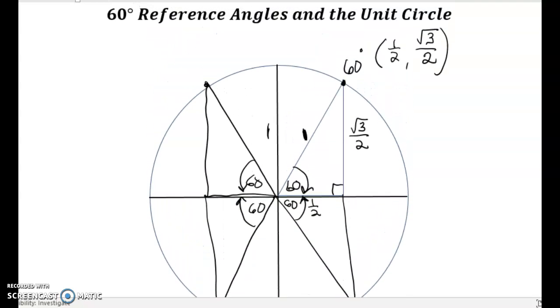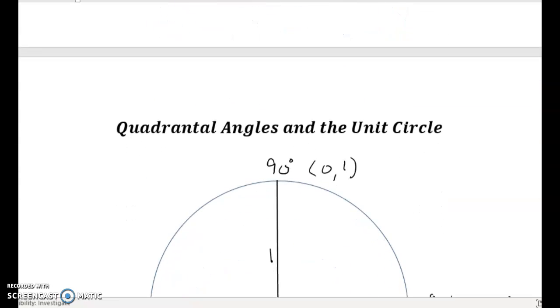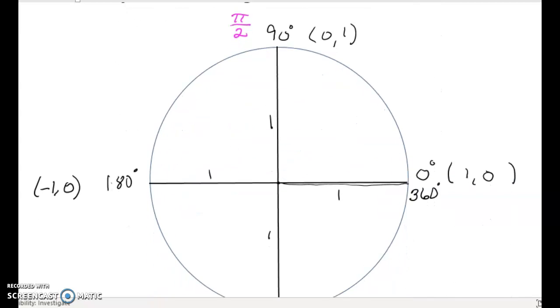One additional thing. After you finish writing down the coordinates, I want you to go back and take each angle and write it in radians. For instance, 60 is pi over 3. Your 90 down here is pi over 2. I want you to go back and do each angle. 0 degrees is 0 radians. 360 degrees is 2 pi radians. So you go back and complete that.